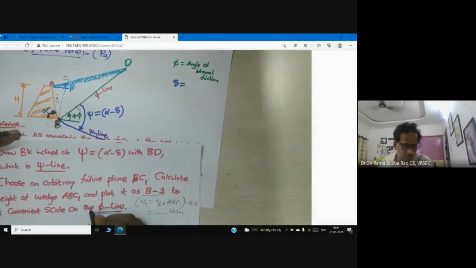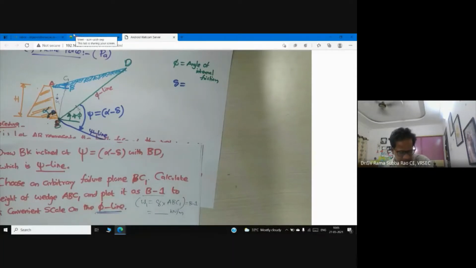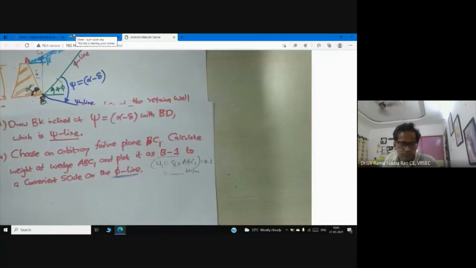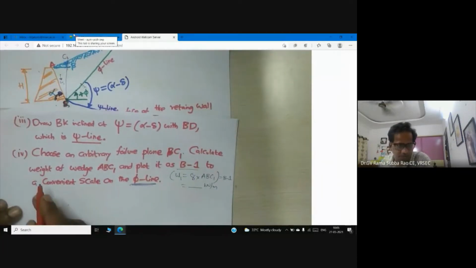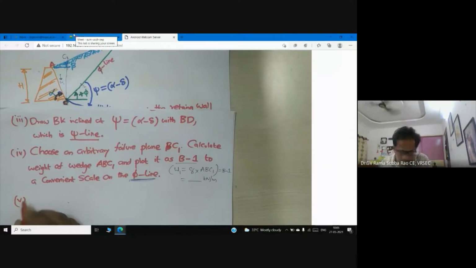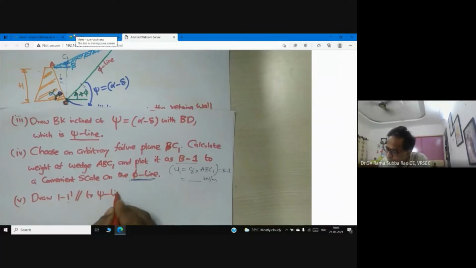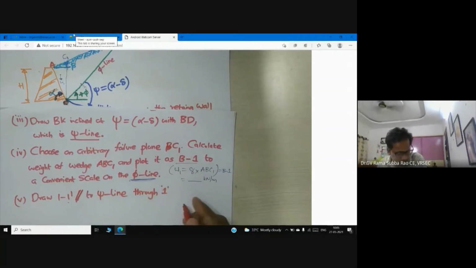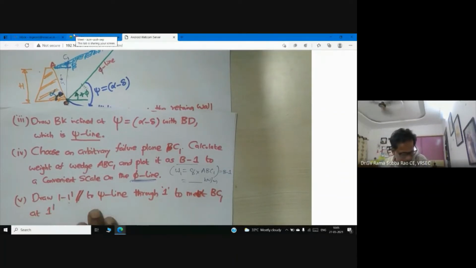So now you see what we have to do now, the next point. Okay, I think now it is visible to you. Now you see the next point. Draw 1 dash parallel to the psi line. This is the symbol of parallel to the psi line. Draw through 1 to meet BC1 at 1 dash. Okay, now 1 dash.